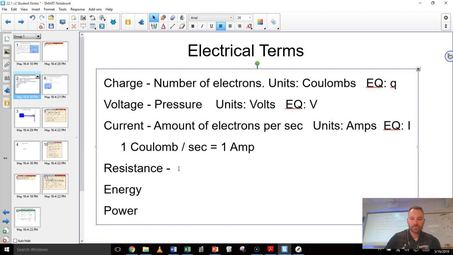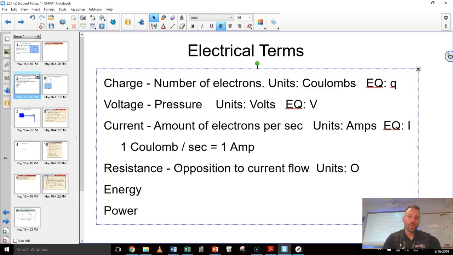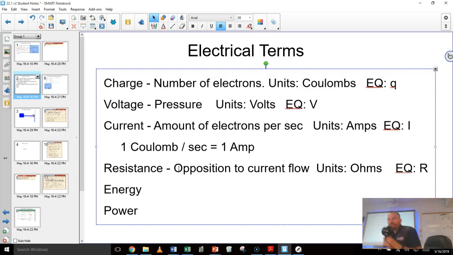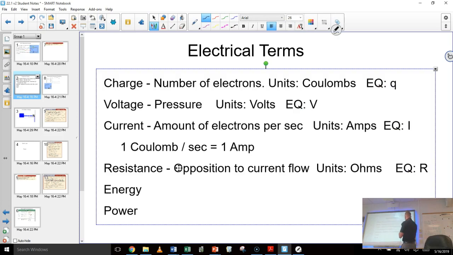So resistance. The opposition to current flow. Its units are going to be what are called ohms, O-H-M-S, and it's the Greek letter omega. In an equation, it will be the letter R. So that one's kind of nice. Sometimes you'll see ohms written like this. I said it was the Greek, it's like an upside down horseshoe. It's a Greek letter, capital omega.